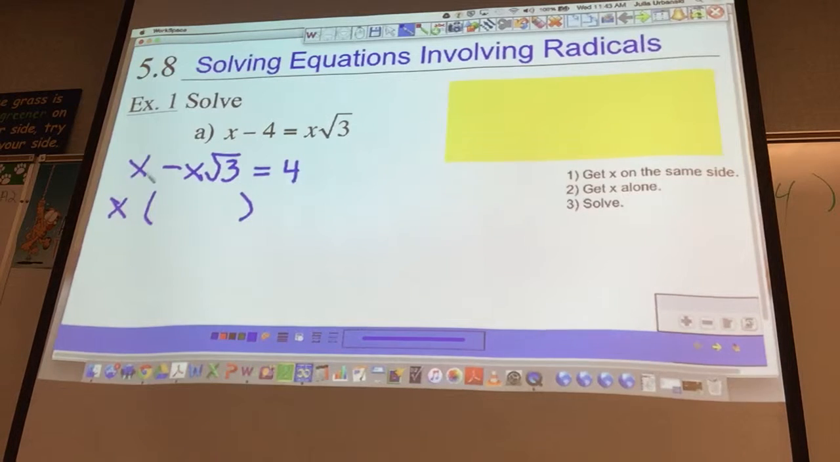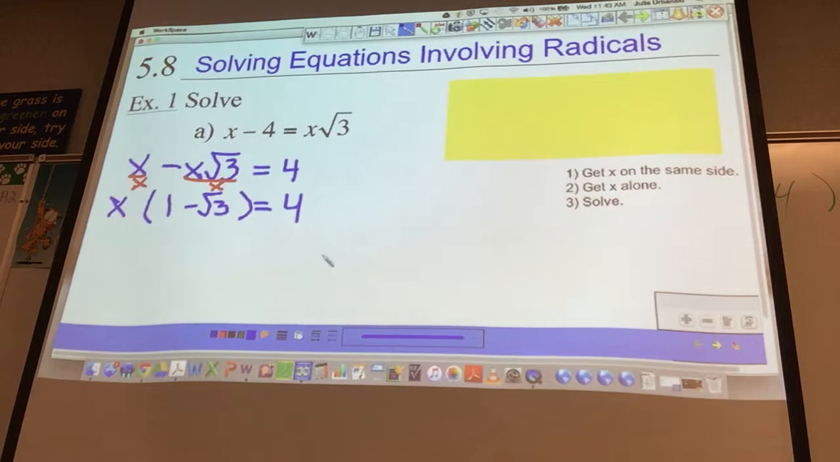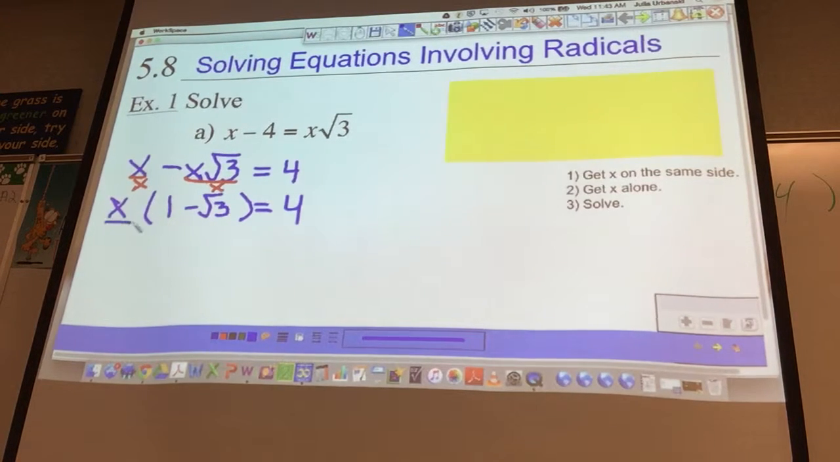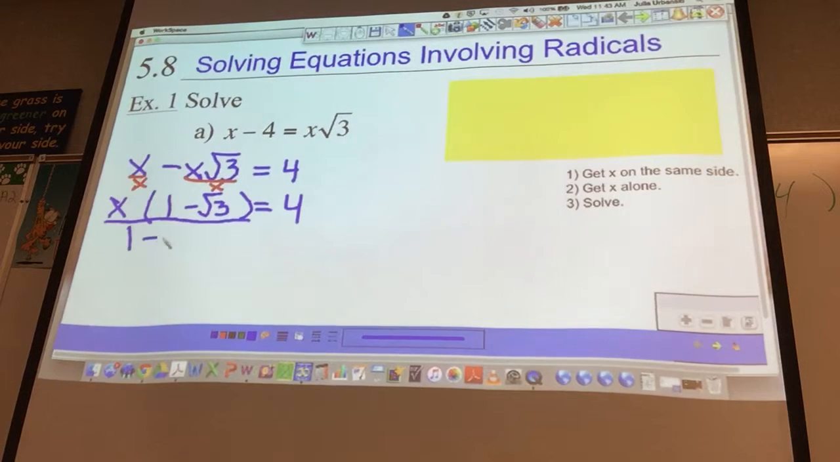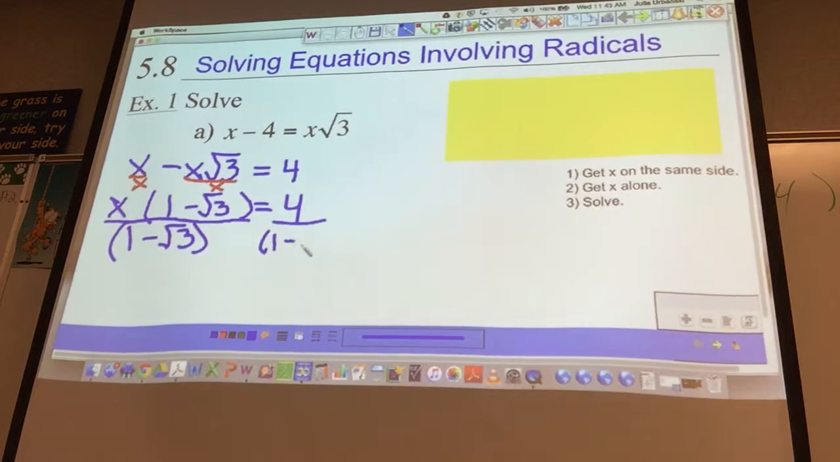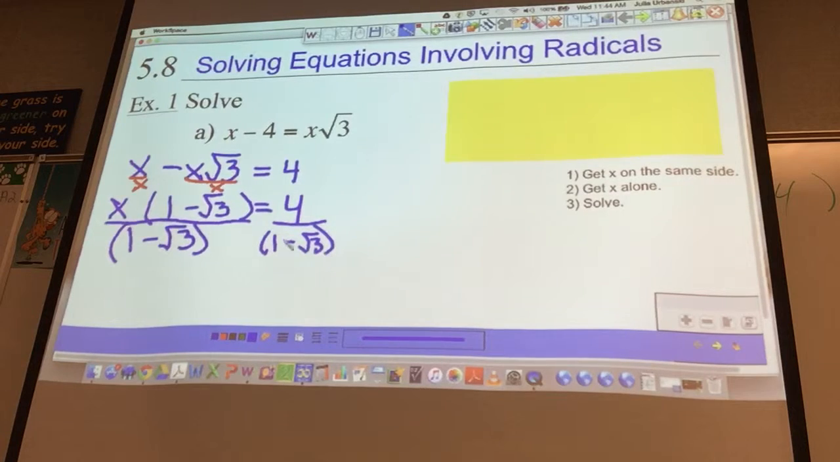And if you divide by x here, what do you get? You divide by x, you're left with 1. Let me do that in red. You're dividing by x. And if you divide by x right here, what are you left with? Negative radical 3. Good. Equals 4. Now there's only one step left to get x by itself. You need x. So what you have to divide by is the parentheses. Divide by 1 minus radical 3, so that these two things can cancel.